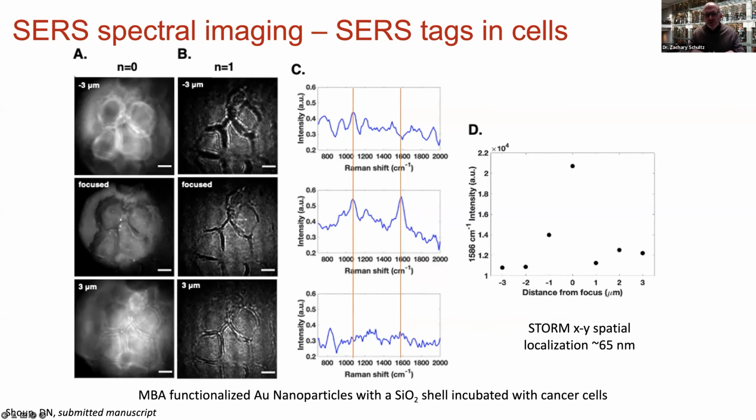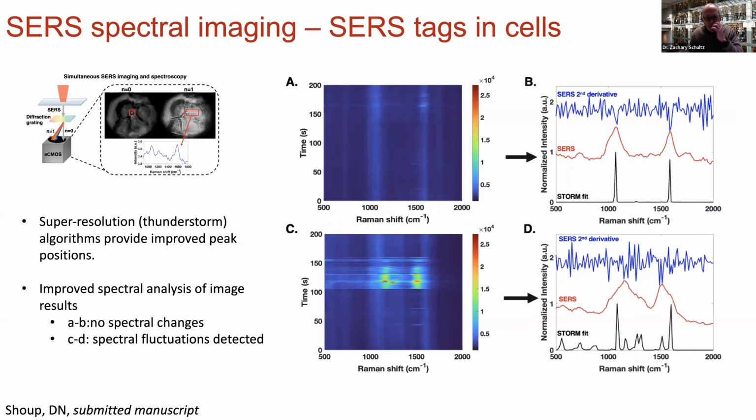So just like I showed you, we could do sectioning with super resolution. We can also use the spectrum to section, because you really only see the intensity of the peaks when you're in focus on those particles. There's one last thing I wanted to mention. It turns out while we're super resolving the position, we can also super resolve the spectrum, so to say.